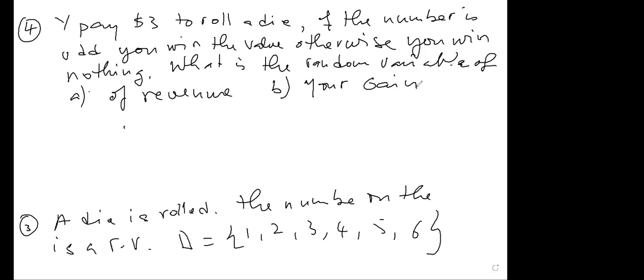So it's a game. You will pay $3 to play that game. When you pay $3, you roll a die. If the number on the die is odd, you are paid the value of that number. That is your revenue. If it is even, you are paid nothing. So we want to define what is your revenue and what is your profit, your gain. So what are the possible values of the revenue here?